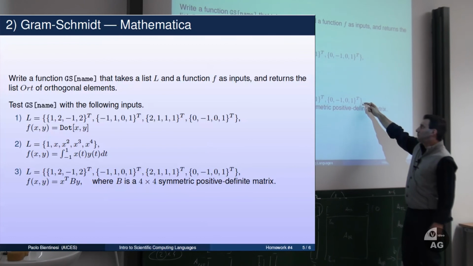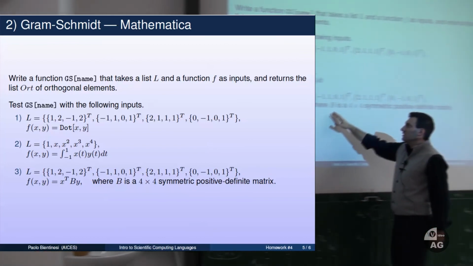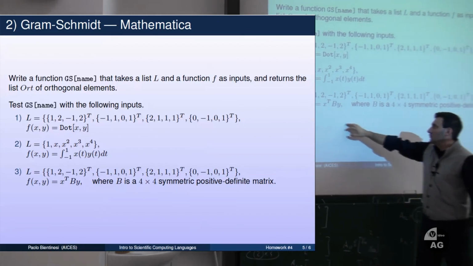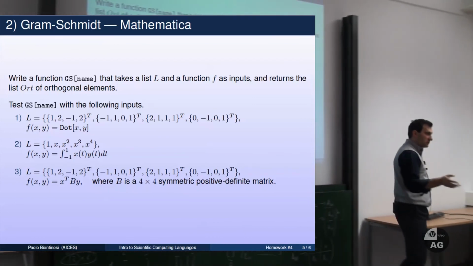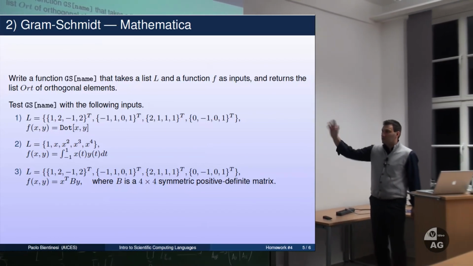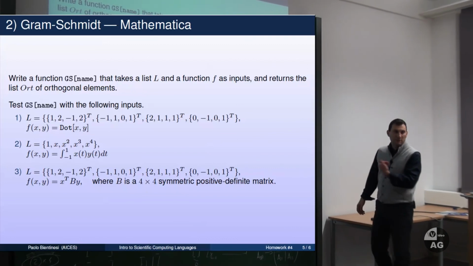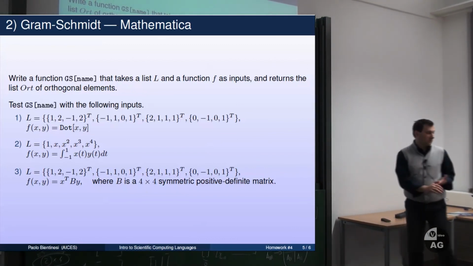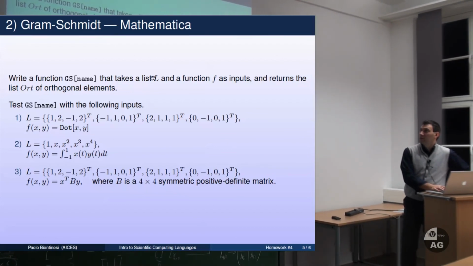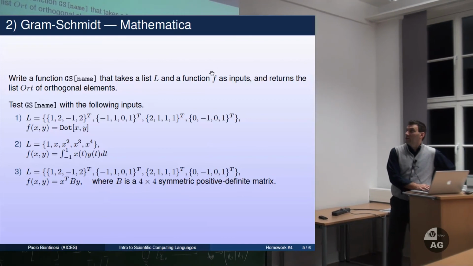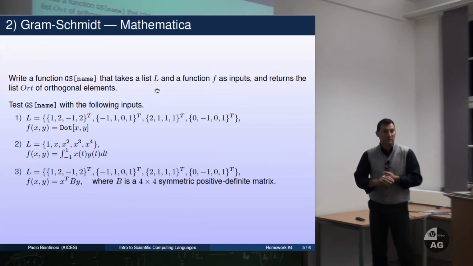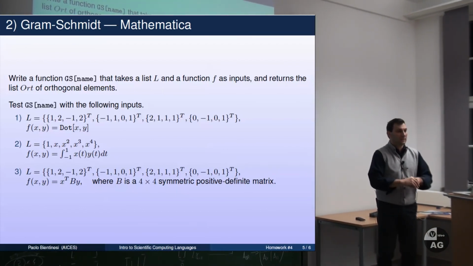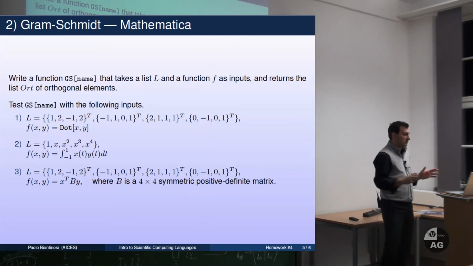Over here, we are back to vectors, but the inner product now is the inner product with a B matrix in the middle, and that is symmetric positive definite. This is also very, very common. In this case, B is any symmetric positive definite matrix. You just define it yourself. So what is your function supposed to do? It takes L, that can be any of these guys. It takes an F, so the function is an input, and returns, let's say, an L prime, which is an orthogonal set of elements. That's that simple. I don't want anything else.